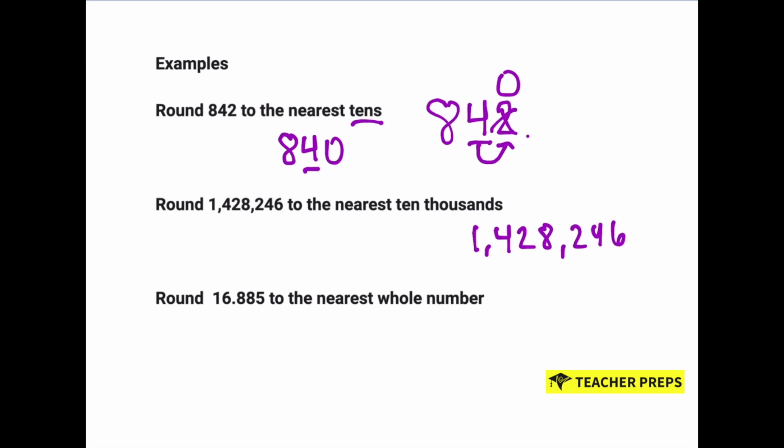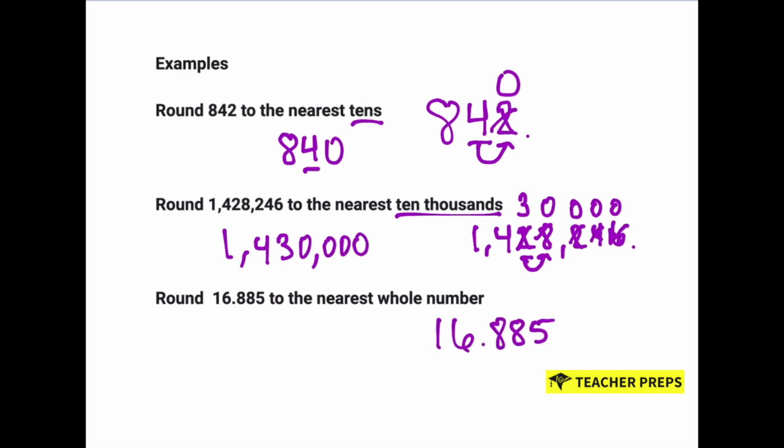This next example says to round 1,428,246 to the nearest 10,000. What digit is in the 10,000s? The 2 is. So now we can look behind the 2 and see that that's an 8. Because it's 5 or greater, our 2 becomes a 3. Again, we have a decimal at the end of this number, so everything in between that 3 and the decimal turns to zeros. So our answer is 1,430,000.